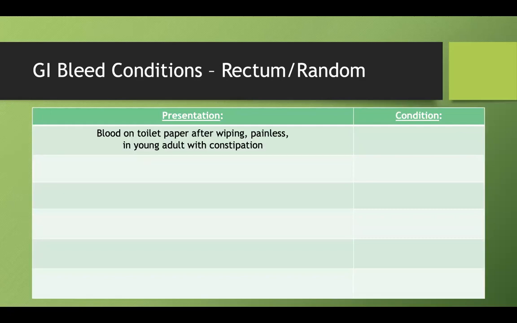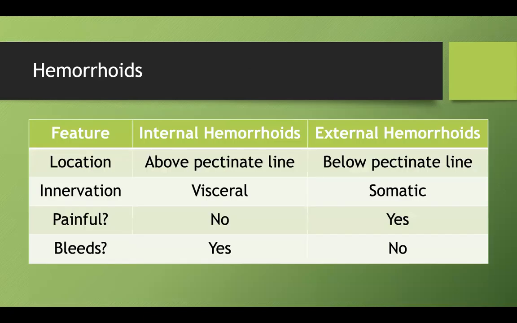So what happens if you noticed blood on your toilet paper after you wipe? It's painless, and it usually happens in young adults with constipation. So we're describing internal hemorrhoids here. And going back to this same lecture, just a few slides ago, we noticed that internal hemorrhoids will bleed and they will not be painful. They won't be painful because they have visceral innervation. And we contrasted that earlier with external hemorrhoids, which are painful because they have somatic innervation, but they tend not to bleed.